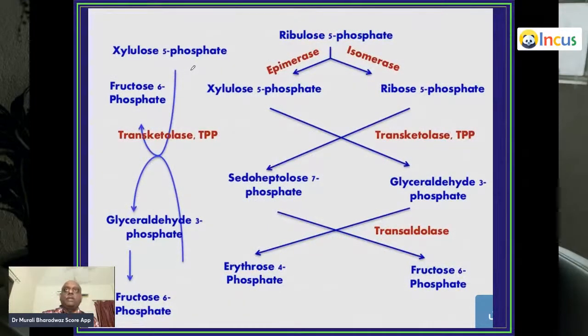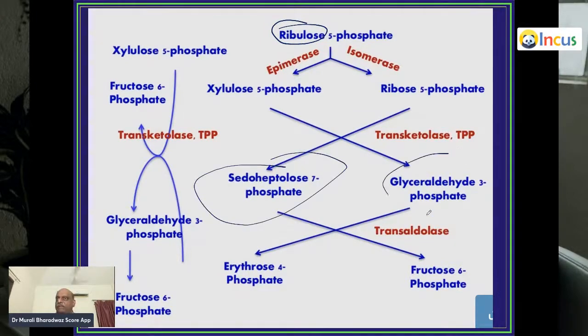Then once more, this ribulose phosphate, which is a 5-carbon one, right? 5-carbon. It becomes divided into xylulose and ribose. Ribulose to xylulose is epimerase. Ribulose to ribose is isomerase. Once more, this 5 plus 5, 10. They combine to form 1, 7 and 1, 3. This reaction is called transketolase. And for this transketolase, you require the vitamin B1. Thiamine pyrophosphate is what you need to remember.